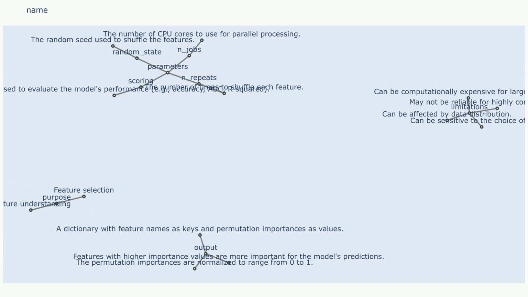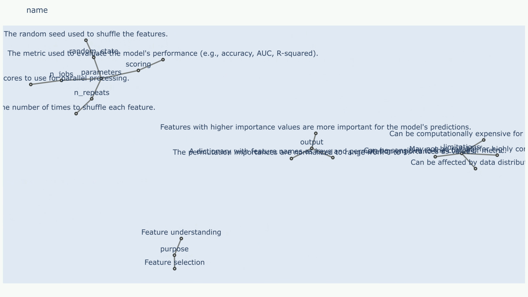5. Repeated permutations. The process is repeated multiple times for each feature to account for randomness. This helps to determine the statistical significance of the feature's importance. Key features. Model agnostic: permutation importance works with various model types, including linear models, tree-based models, neural networks, and more.